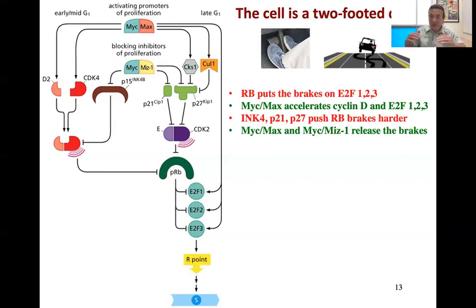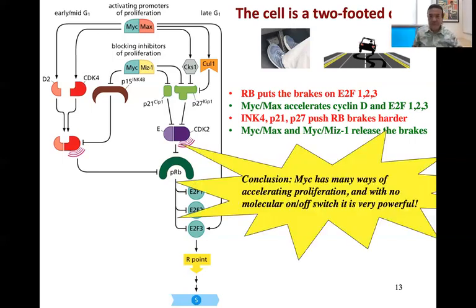Right? So hopefully what you see here is it really is like a two-footed driver. Every time there's a layer of accelerating, there's another layer of braking that your cell has to keep that in check. But above that layer of braking is another layer of accelerators to undo the braking. And then above that is another layer of brakes to keep those in check.